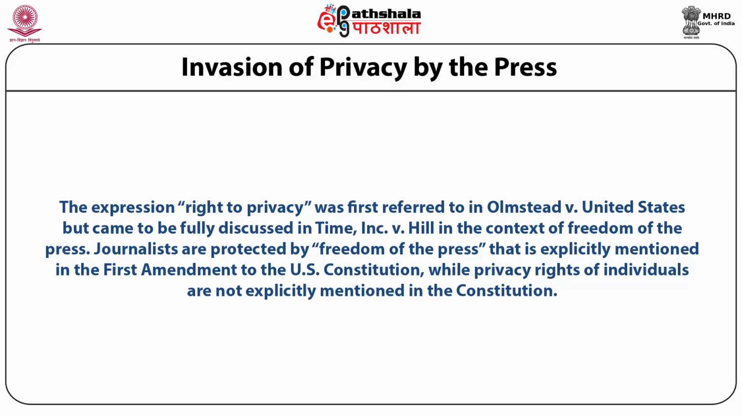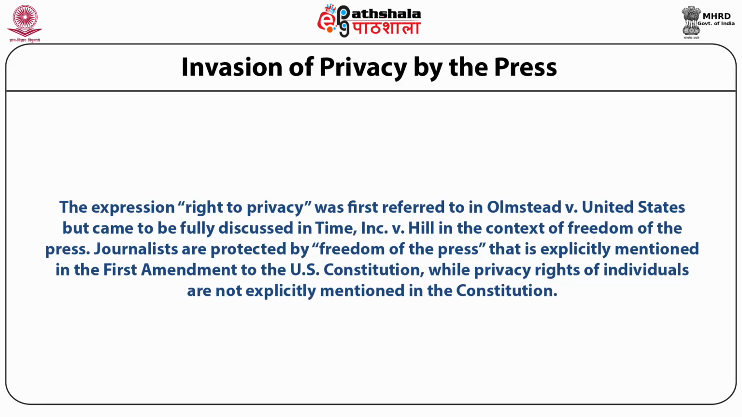United States for the first time, but was fleshed out in Time Incorporated versus Hill. What happened in that case? Well, journalists, they said, in the United States, journalists are protected with the freedom of the press. The freedom of the press is an explicit right in the US, unlike in India, where freedom of the press has been read into Article 19's freedom of speech and expression, right? But in the US, it's an explicit right.